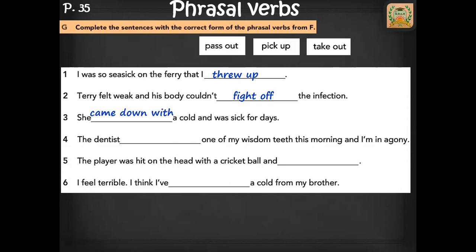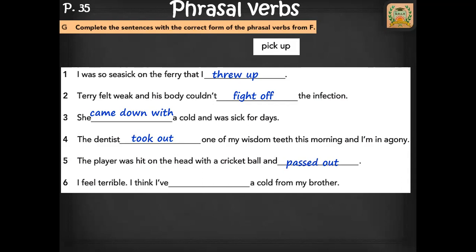Number four, the dentist, one of my wisdom teeth. This morning I am in agony. Agony means pain. Yes, the dentist took out one of my wisdom teeth. Number five, the player was hit on the head with a cricket ball and passed out. He fell to the ground unconscious.